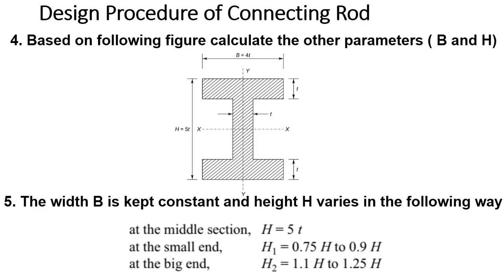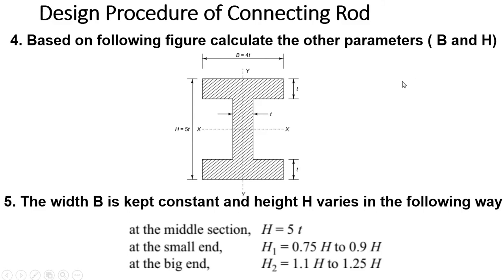Then based on the following figure, we will calculate the other parameters, because once I know the thickness parameter, I can get the value of width B equal to 4t and height H equal to 5t. So I can simply get the value of B and H, the other parameters of this cross section. Once I know this height and width, width B is constant throughout the length.